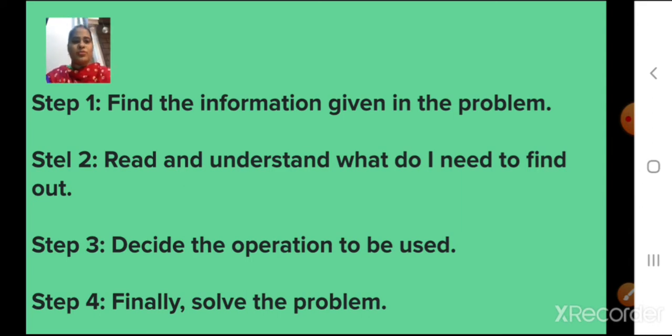Finally, we have to solve the problem. Children, for solving the problem or for writing it down, first we have to write the statements that are given, what is given to us. Then we have to solve, like we have to do subtraction, and finally we have to write the answer. These three things we have to remember. Children, now let us see an example.